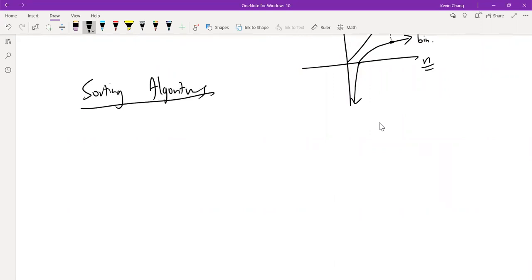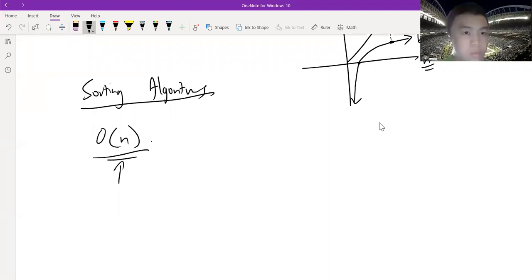Many types, some fast, some slow. But the fastest you will never get a sorting algorithm faster than O of n. And that's a fact that you can prove, but I'll leave that for you to search up in your own time because we have a lot of things to cover.